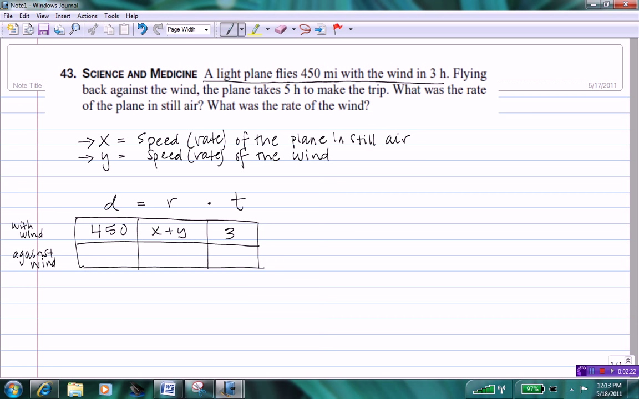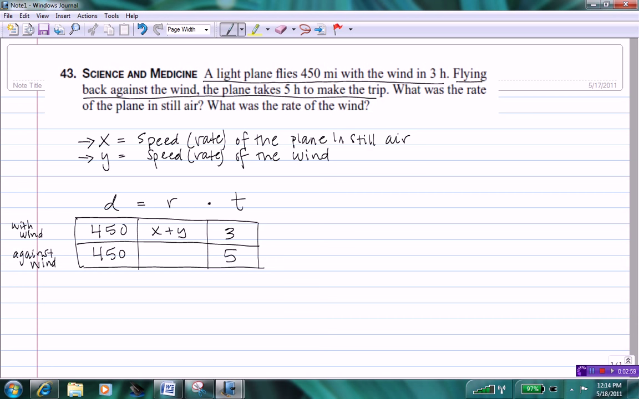Now let's talk about the plane going against the wind. As I read this second sentence, flying back against the wind, the plane takes 5 hours to make the trip. Again, there are a couple of values that I can very easily fill into my chart. We are being told that the trip takes 5 hours, so I can fill a 5 in underneath the time column for that trip. And we can assume that the distance is the same because it's almost like the plane is flying with the wind one way, and then it turns around and flies against the wind the other way, and the distance is the same for each trip.